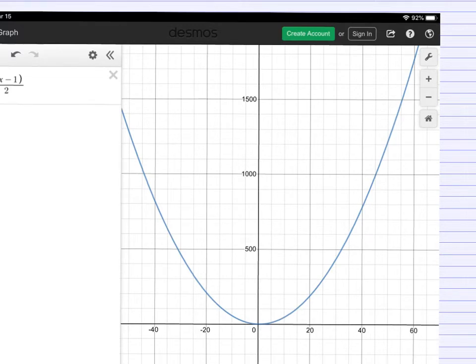Now this parabola does go from left to right, so it starts off right here decreasing. So if I was going to do increasing and decreasing, and we're actually going to do that real quickly, increasing, it's going up.